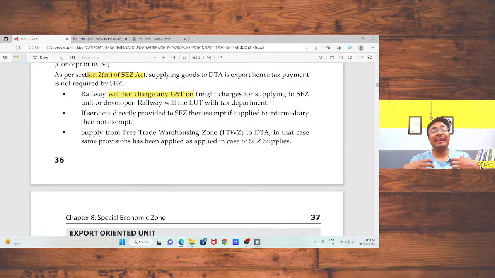if I am going to supply any goods to an SEZ unit, in that case I am not going to pay any type of tax to the government, because the rate is zero. I just need to first apply for the letter of undertaking to the department, on the GSTN common portal. In case of export also we need to take the LUT. So the railway is not charging any GST on freight because the SEZ is transporting its goods or services through railway.